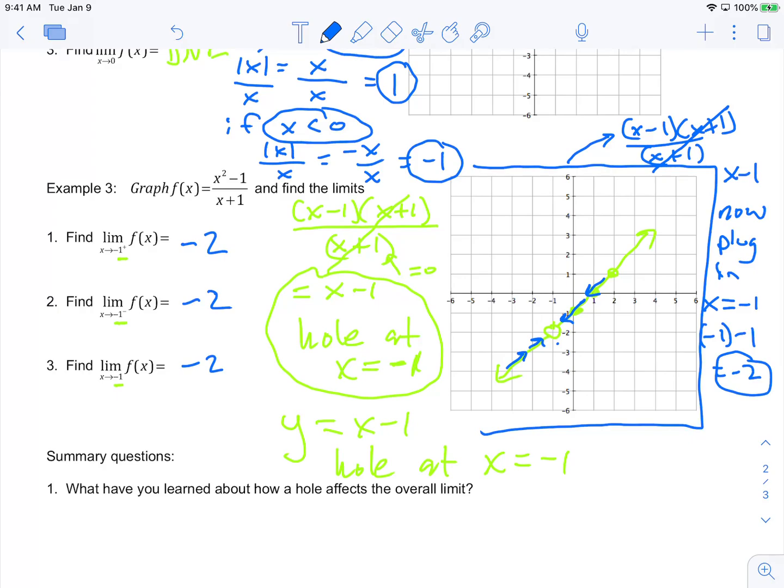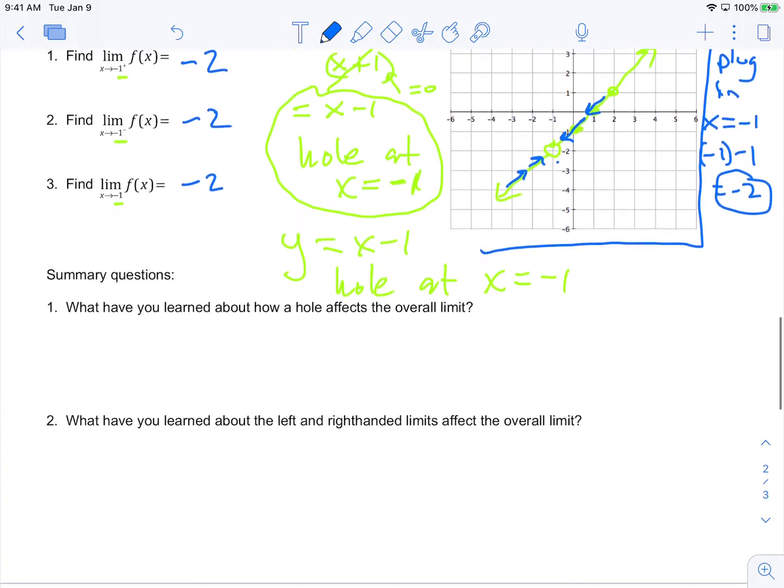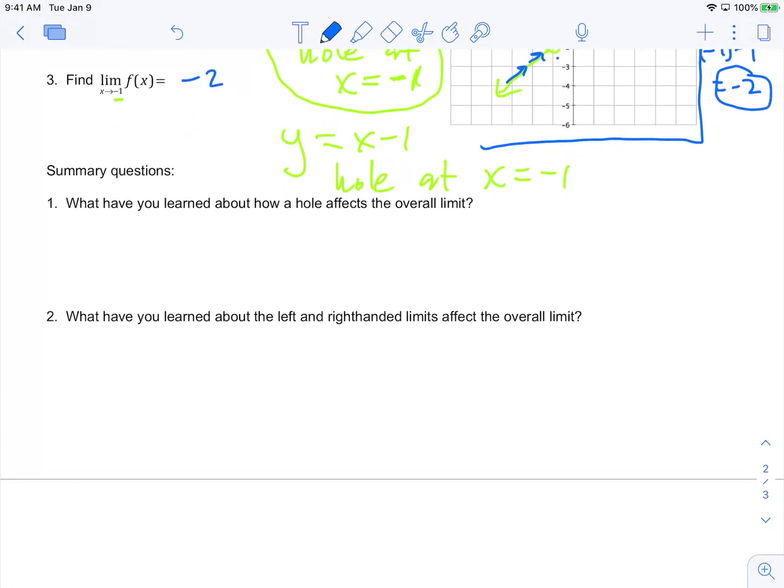What I want you guys to do now, before the next class, there are 2 questions here. What have you learned about how a hole affects the overall limit? And what have you learned about the left and right-handed limits and how those affect the overall limit? Right now there's really no right or wrong answer. I just want to see where you guys are at and what you think. We'll get started with this at the beginning of class, so make sure you come prepared with something to say there. All right. See you next time.